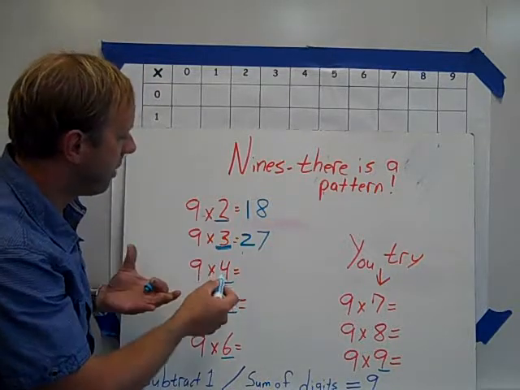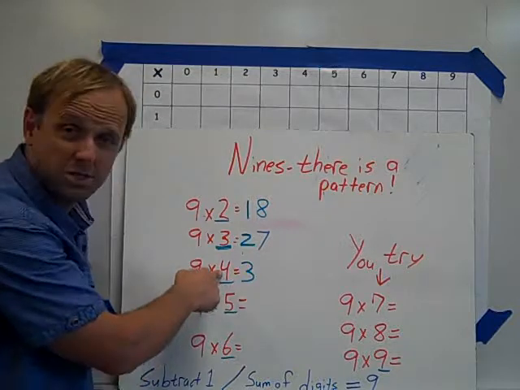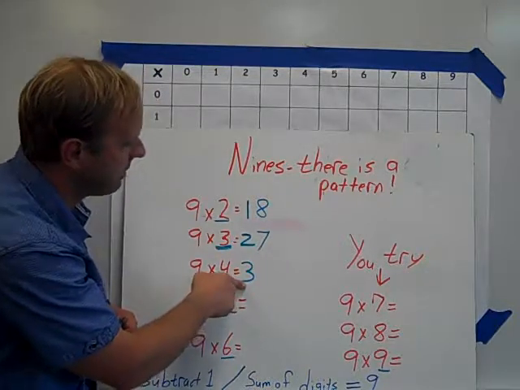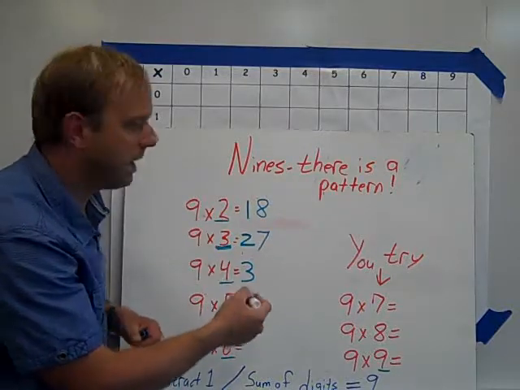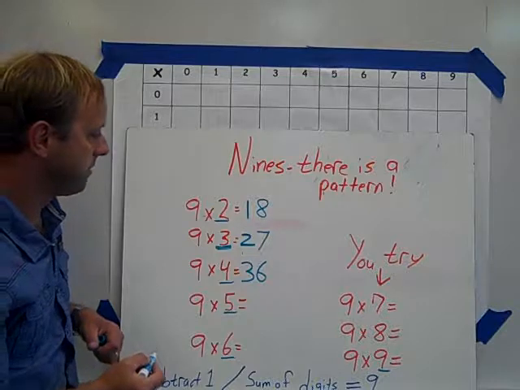9 times 4, 1 less than 4 is 3. So again, I reduce this factor by 1, and then I ask myself, how much do I need to add to 3 to equal 9? Well, 3 plus 6. So 9 times 4 is 36.